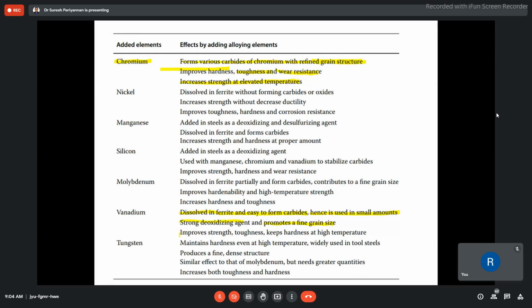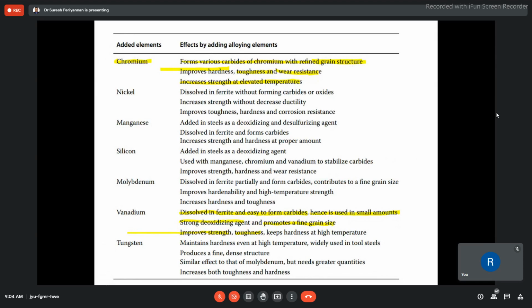Okay, improve the strength. And what are the things going to be improved in the mechanical properties? Improve the strength, toughness, keep the hardness at high temperature. At high temperature, high hardness will be maintained.